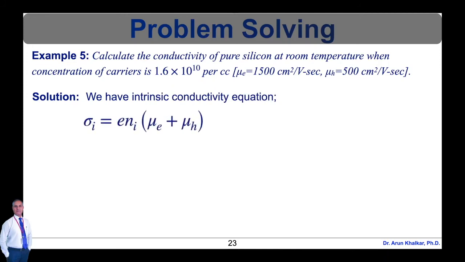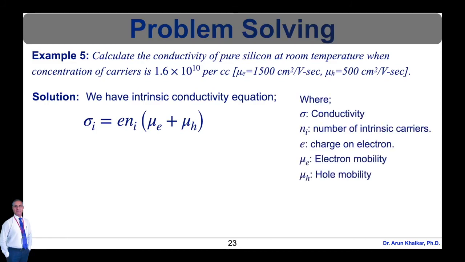We have the intrinsic conductivity equation sigma I is equal to e Ni (mu E plus mu H), where sigma is the conductivity, Ni is the number of intrinsic carriers, e is the charge on electron, mu E is the electron mobility, and mu H is the hole mobility.